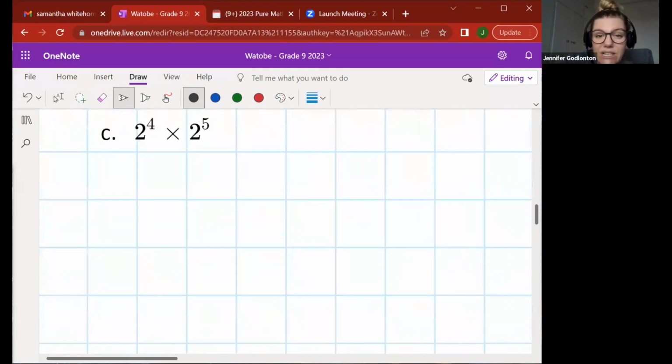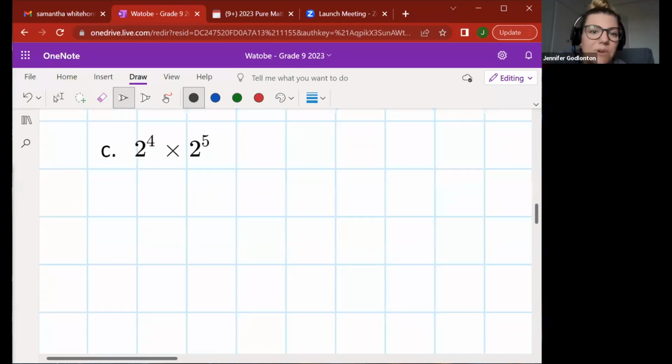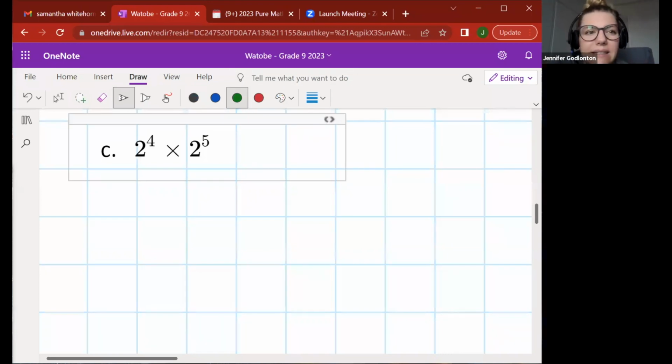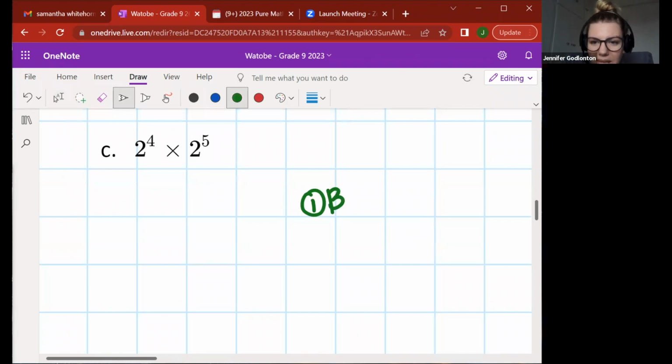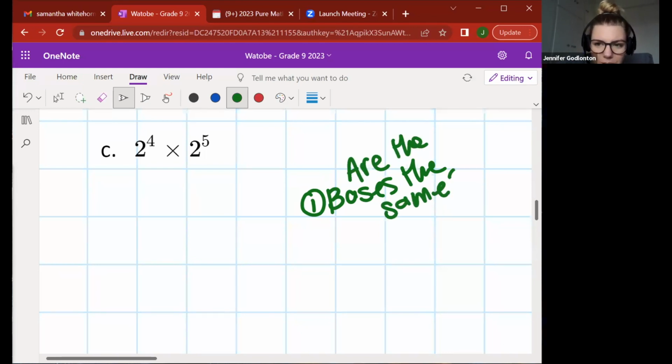All right, so this one should actually feel not so bad because this is something that someone asked about earlier. What happens if we have numbers instead of variables? So the first thing we need to look at is, are our bases the same? If the bases are the same and we're multiplying, then we are allowed to add our exponents. So the first question you're going to ask yourself is, are the bases the same? That's the first thing we want to ask ourselves.